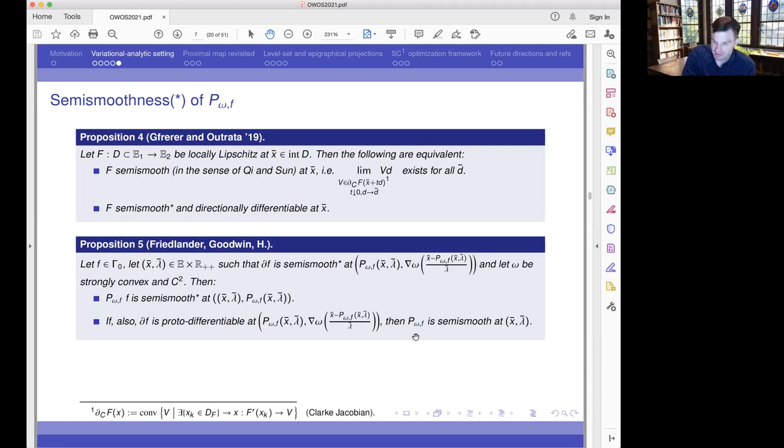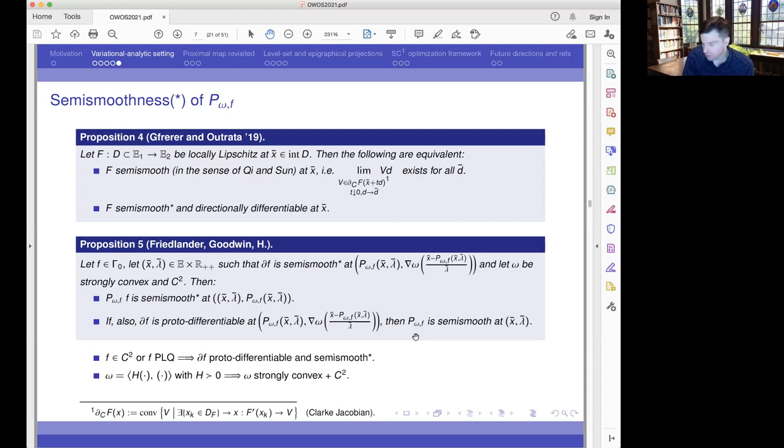So that's nice. And we also discussed before under which conditions we can get these properties for the subdifferential operator. So for piecewise linear quadratic or C2 F, all of this will be satisfied. And if omega is a weighted Euclidean norm, then strong convexity and C2 is of course also not a problem. Okay.